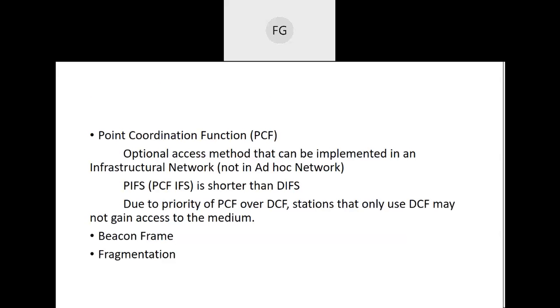So that is about the exchange of data and control frames. Coming to the PCF, that is point coordination function. The point coordination function, PCF, is an optional access method that can be implemented in the infrastructure network and not in the ad hoc network. And this PCF is implemented on top of the DCF and is used mostly for time-sensitive transmission.